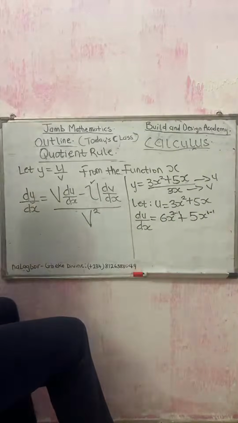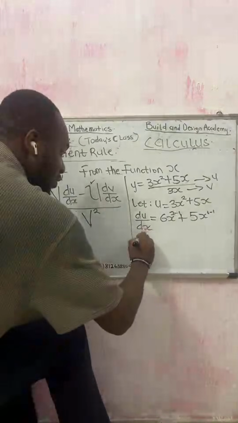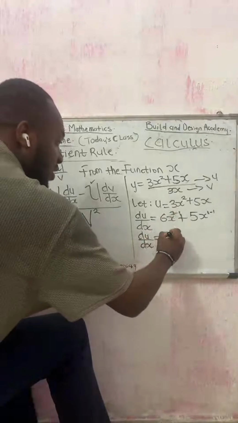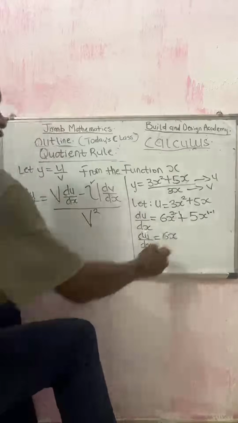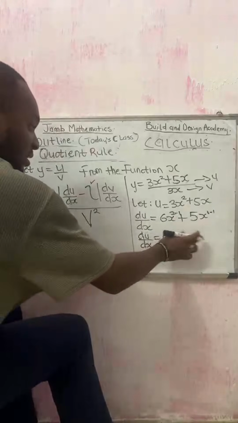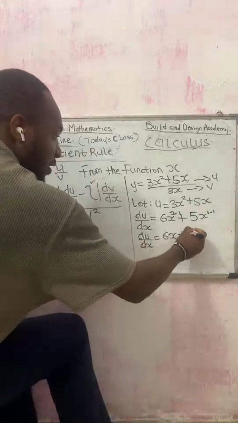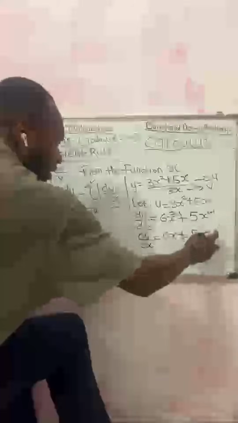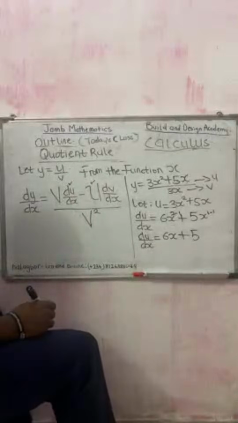So now we have that du over dx will be equal to 6, x raised to the power 2 minus 1, which is x raised to the power 1, the same thing as x. Then plus 5, x raised to the power 1 minus 1 is x raised to the power 0, which is 1. So 5 times 1 is 5. So we have du over dx as 6x plus 5. We have gotten these two, right?